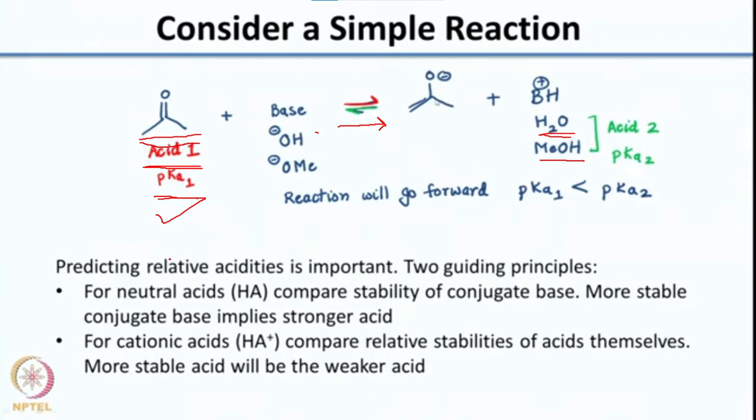Here some rules are there for predicting relative acidity. Two principles are there for neutral acids: compare the stability of the conjugate base. A more stable conjugate base implies a stronger acid, right? And for cationic acids, compare the relative stability of the acids themselves. A more stable acid will be the weaker acid. So this is for two different cases: the neutral acid case is different and the cationic acid case is different.